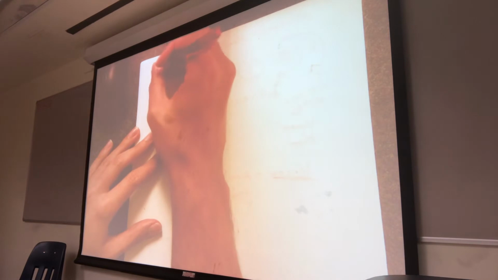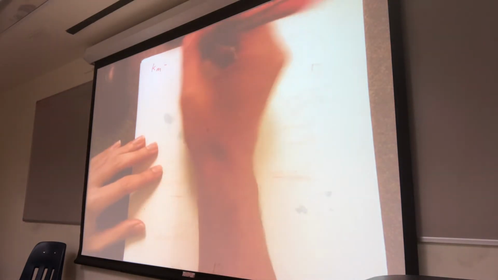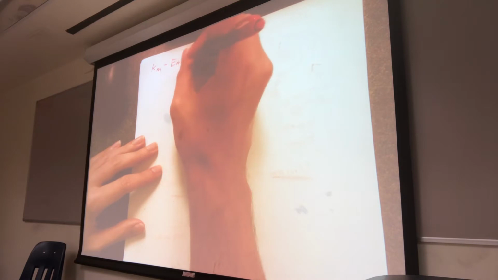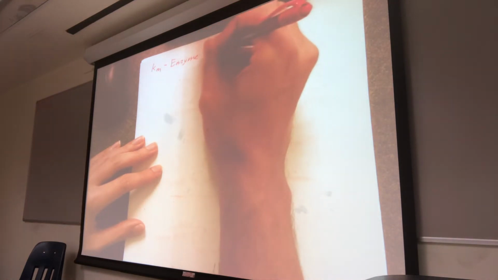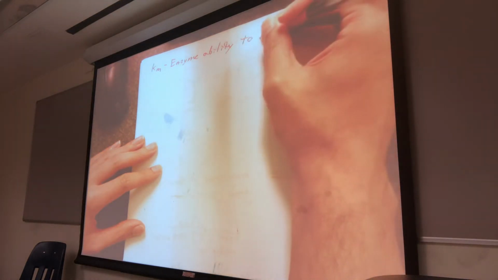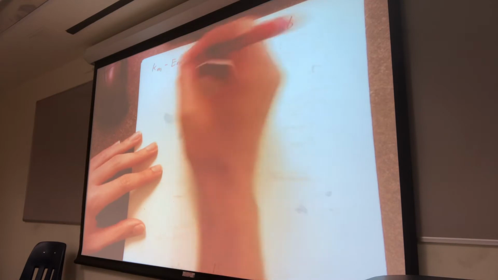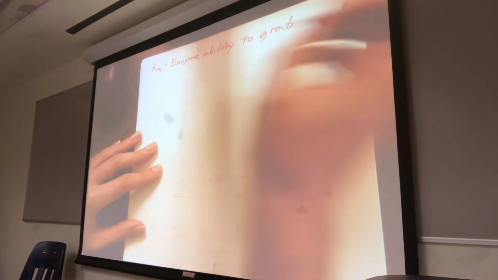Next value is Km. So this one, as I talked about last SI session, Km, think about it conceptually as just the enzyme's ability to grab onto substrate. So actually let me write that down first. Enzyme ability to grab substrate. Obviously there's more scientific terms for it, but I don't care. That is how I see it.